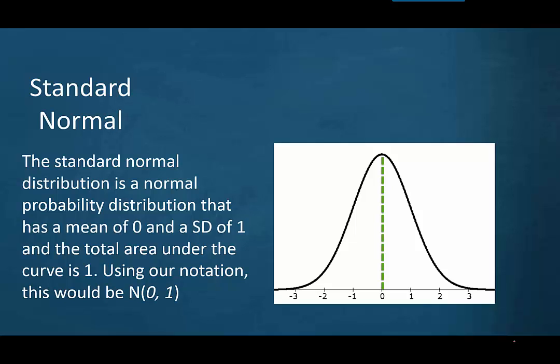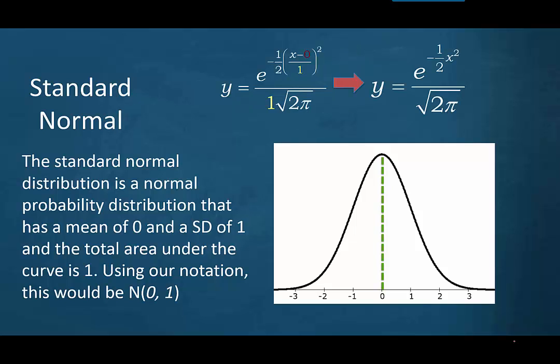Mathematically, we would take our normal probability function and substitute a 0 in for mu and a 1 in for sigma. This yields the following: e to the negative 1/2 x squared, all divided by the square root of 2 pi. Again, this is not something that you really need to know for the AP. This is, mathematically speaking, what this function is. We're going to be using tables and technology to find areas on the curve and to find z-scores for given areas.